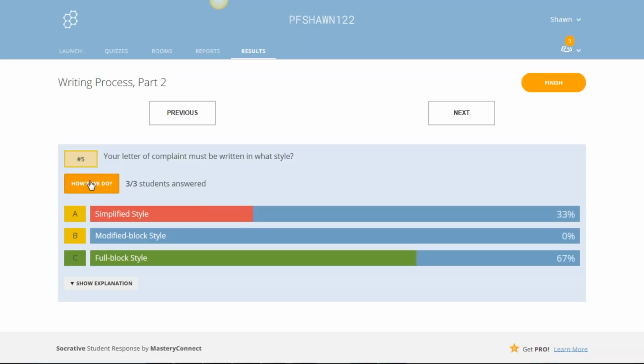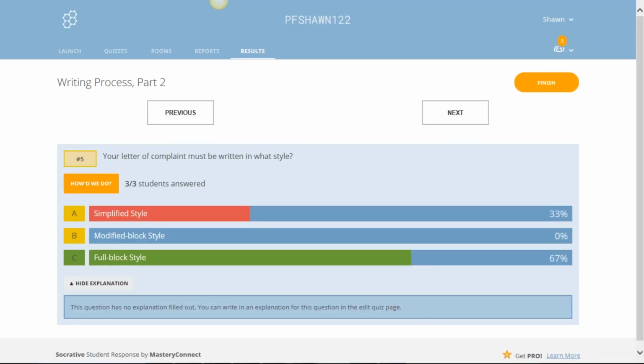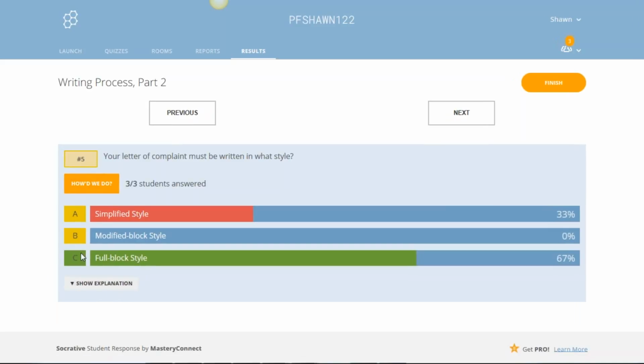It looks like 2 of you picked C, full block style, and then someone picked A, simplified style. The correct answer is full block style, and again, we didn't go over what simplified style is, so don't do that. Full block style would be when you keep everything except for maybe the letterhead left aligned, and then if you do include a letterhead, that would be centered, and in the letterhead that's the only time that you can include things such as your name or email address or phone number. But otherwise, when you write your return address, all you're doing is including just your address.